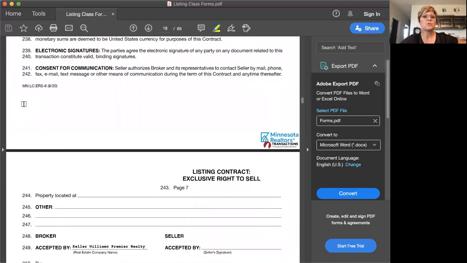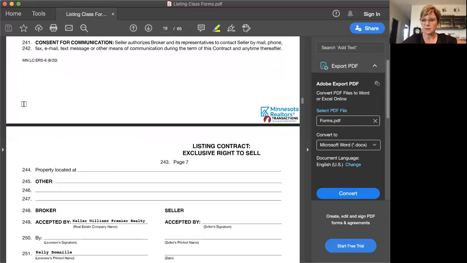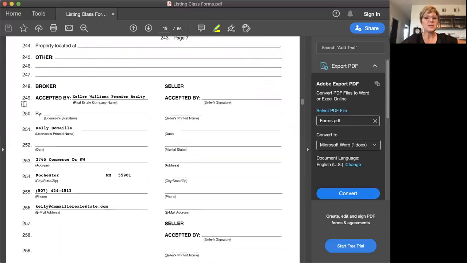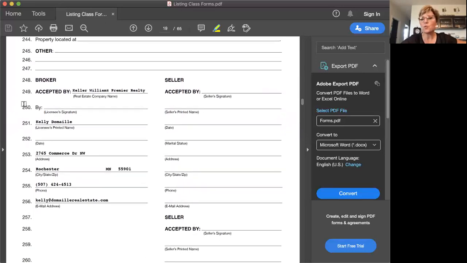Awesome. 239, electronic signatures are acceptable in Minnesota, so we may be using those, obviously, throughout the transaction. And then line 241, the seller is giving you authorization to contact them, through whatever means necessary throughout the transaction. And then the last page, line 244, you're going to put the property address again. And then 245 through 247, if there's anything unique that you want to add, an additional caveat to the listing agreement, here's a perfect place to do that.